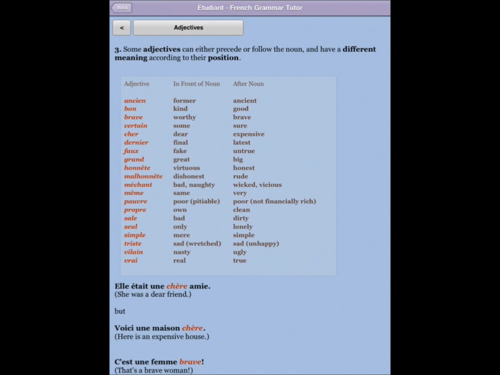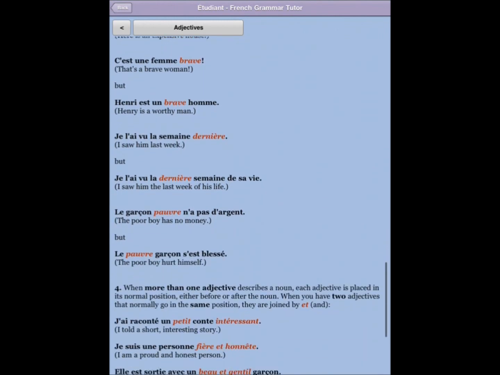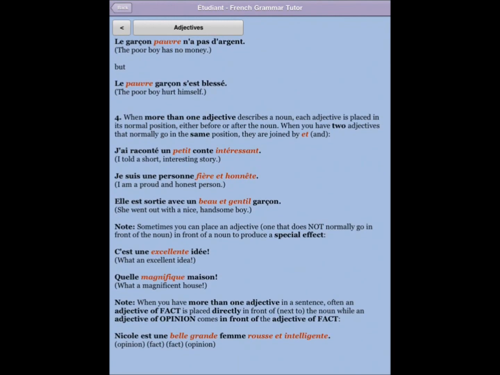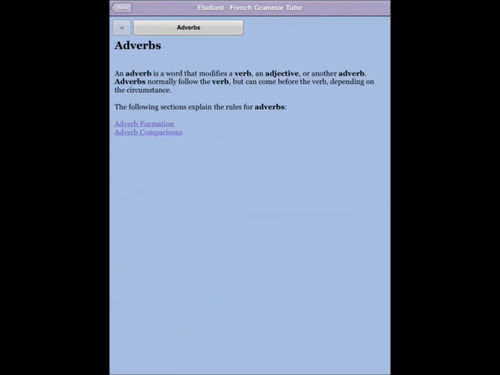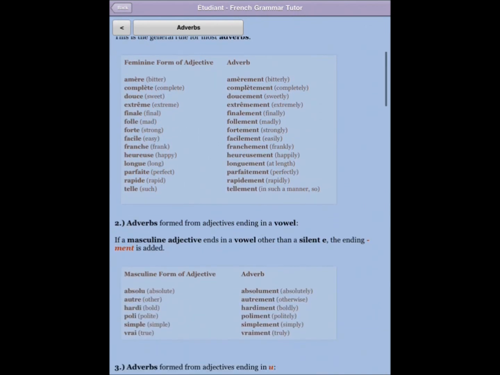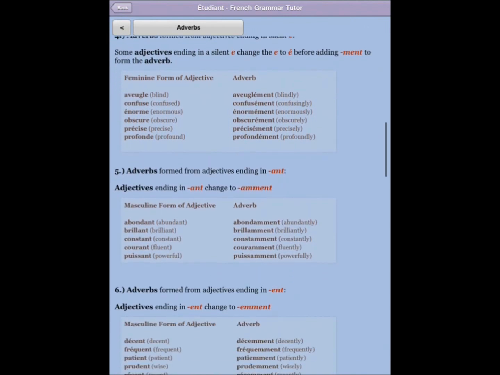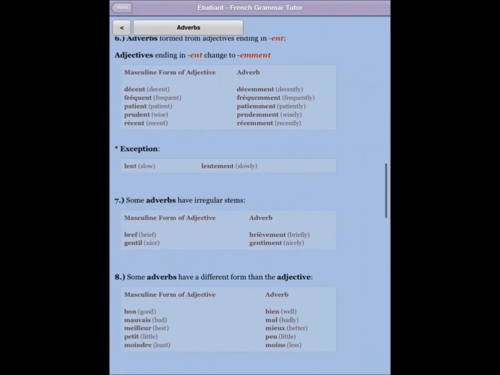Oh, zoot, there are also those exceptions. Some adjectives can either precede or follow the noun, and guess what? They have a different meaning according to their position. Always those exceptions in French. Adverbs. There are sections on how to form an adverb and how to use comparisons in adverbs. All this information at your fingertips.